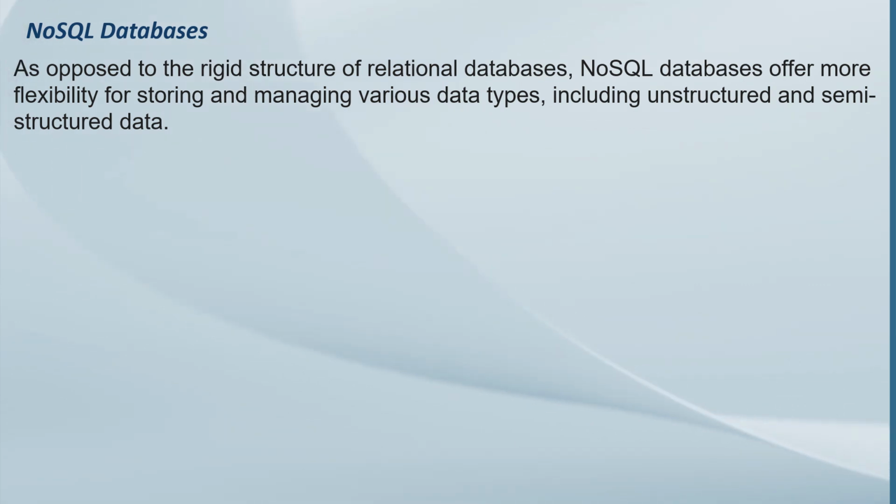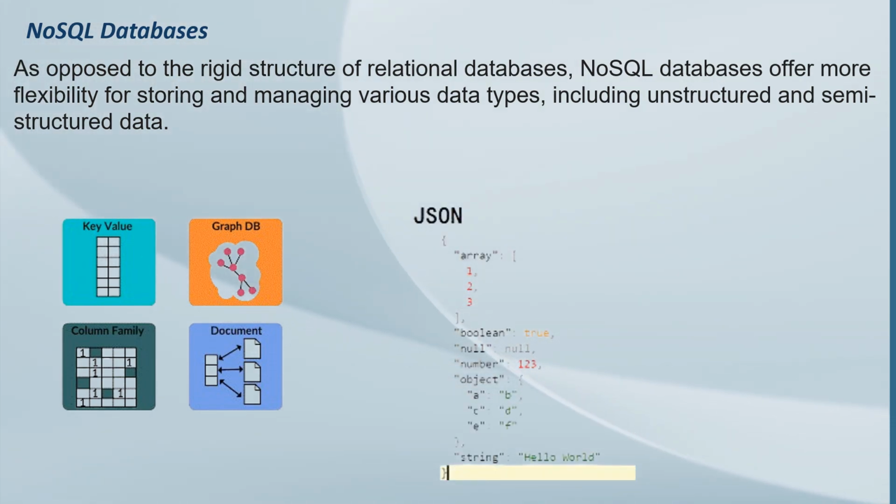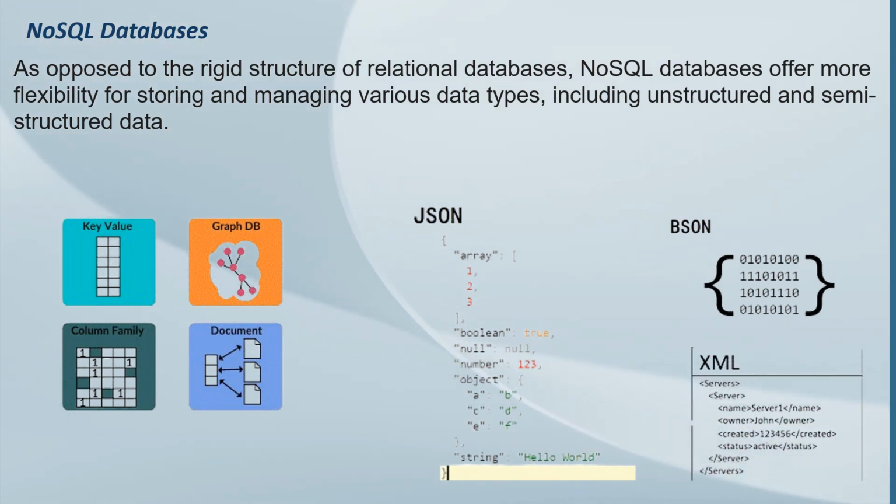Now let's look at the NoSQL database. As opposed to the rigid structure of relational databases, NoSQL databases offer more flexibility for storing and managing various data types, including structured and semi-structured data. These are often used for big data applications where massive volumes and diverse data formats are involved.